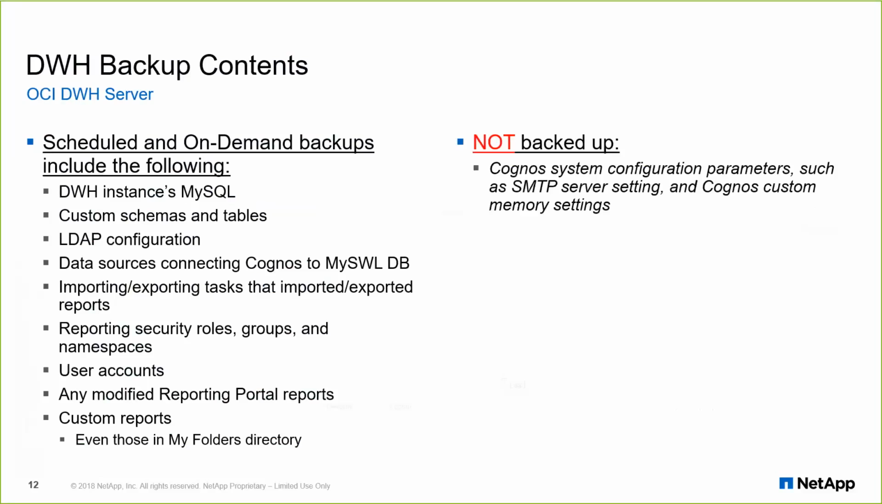Now, the things to be aware of that are not being backed up are your Cognos configuration parameters. So your SMTP server settings, custom memory settings, really this stuff in Cognos, you'll want to back it up with the Cognos tool. So there is a way to do this, and I'd be happy to show you guys if any of you need to do that.